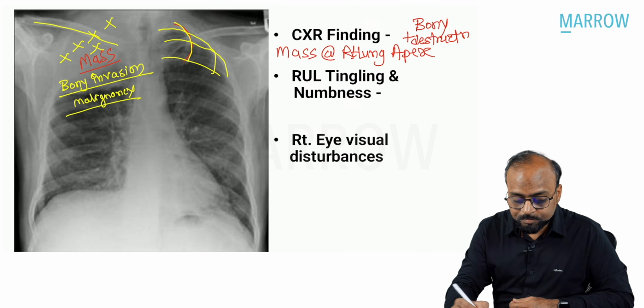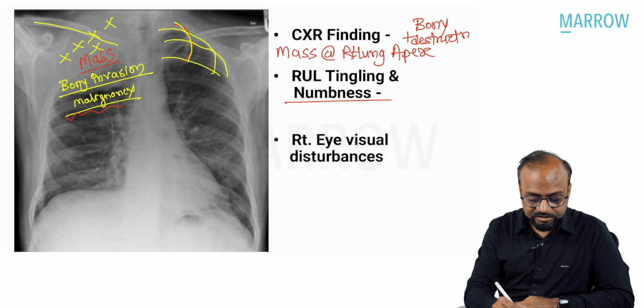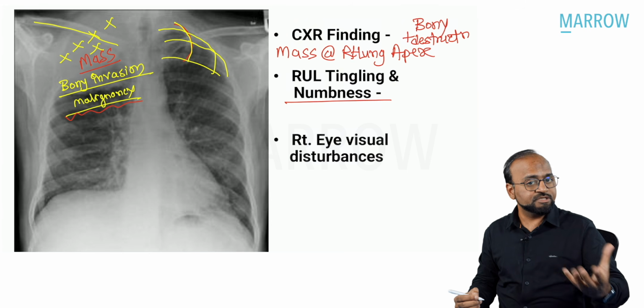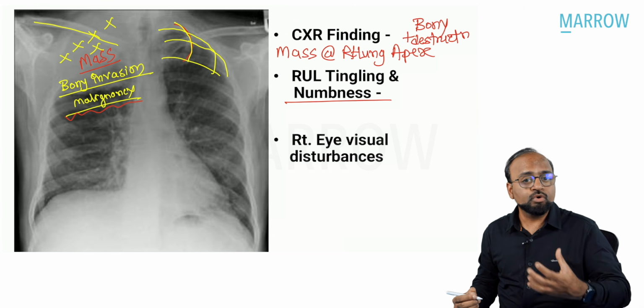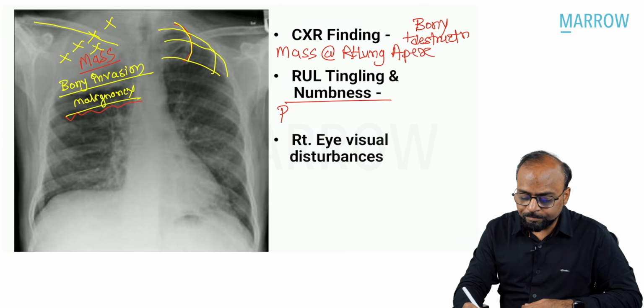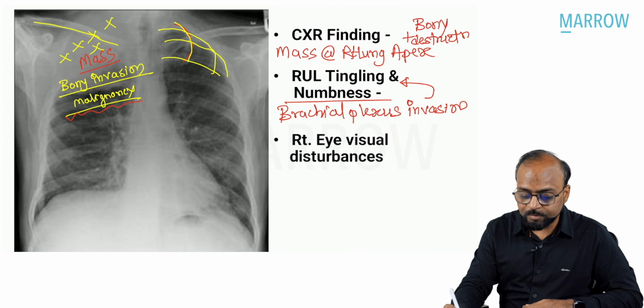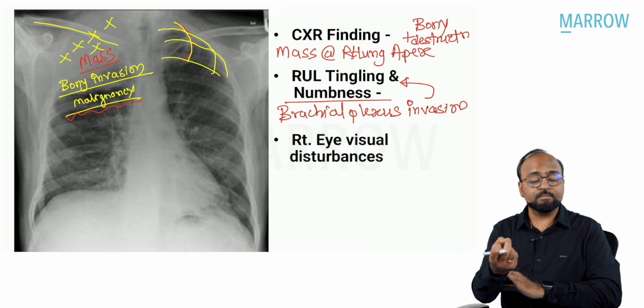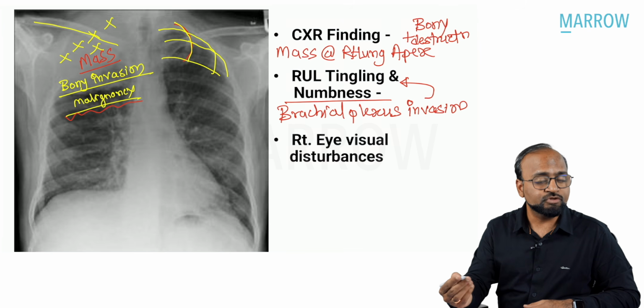Now, why does this patient have right upper limb tingling and numbness? We already characterized that this mass has features of malignancy. It has invaded into the bone. This tumor has also invaded into the brachial plexus nerve roots. So brachial plexus nerve root invasion is what can explain why the patient is having right upper limb tingling, numbness, paresthesias. Why does the patient now suddenly develop visual disturbances in the eye?